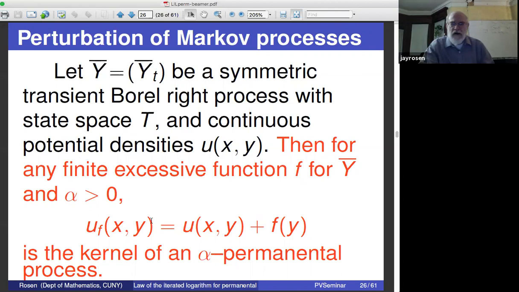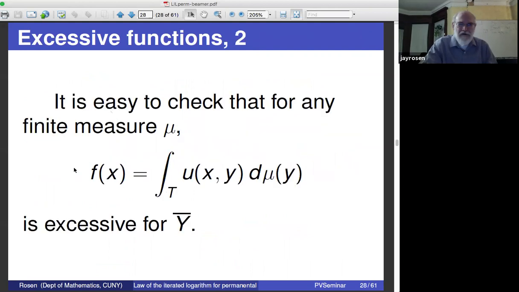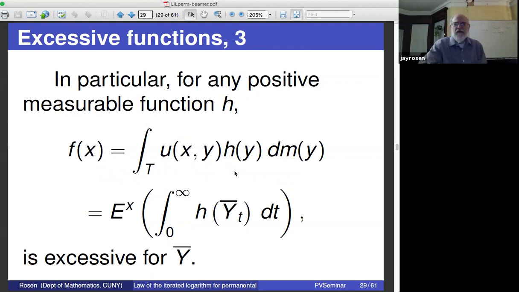But first, let me remind you what it means to be an excessive function. A function, by the way, has to be non-negative. I didn't put that on the slide. It's excessive for a Markov process if this holds. For our purposes, if you're not into this, all I want you to think about are what we call potentials. You integrate the original potential with respect to some positive measure, and that would be excessive. More specifically, if you take any positive measurable function h and you integrate like that, this will be excessive. As I said, we call this a potential, and we're going to be working with potentials mostly. Okay, any questions on that?